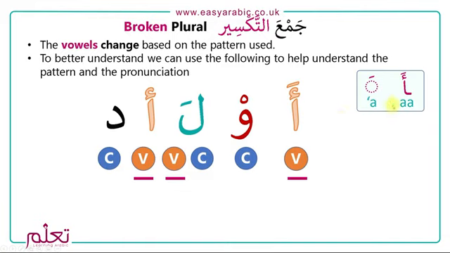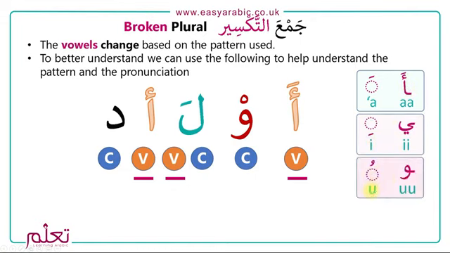I'm going to use these patterns to show you how the pronunciation and the patterns work. So here we've got fatha. Where there's a fatha, it's going to be an a, and then long vowel. Then kasra, we're going to use i, and then dhamma, we're going to use u.